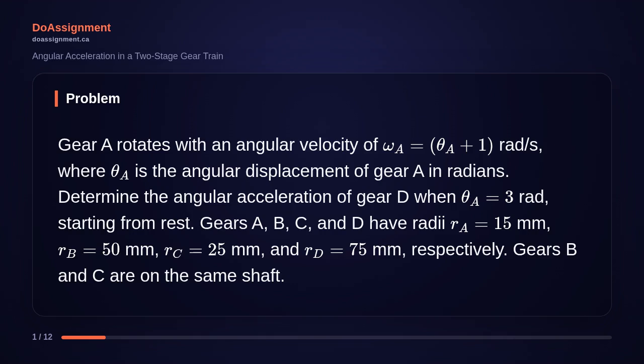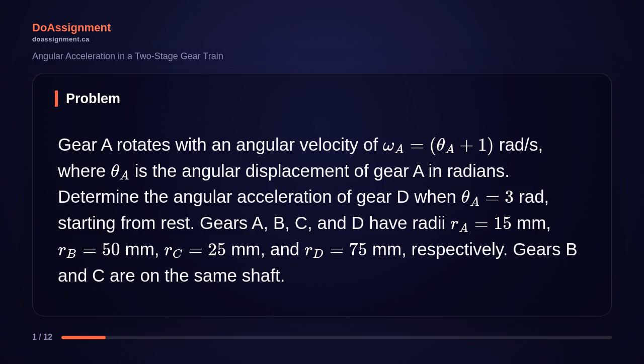Gear A rotates with an angular velocity of omega A equals theta A plus 1 in radians per second, where theta A is the angular displacement of gear A in radians. Determine the angular acceleration of gear D when theta A equals 3 radians starting from rest.